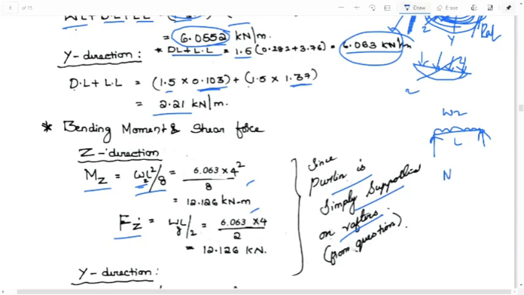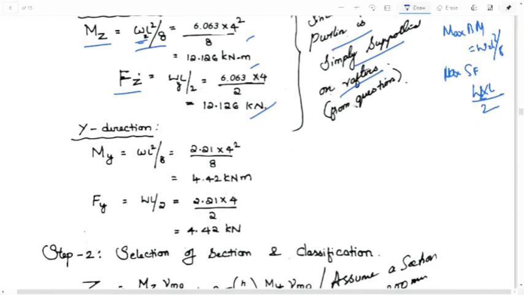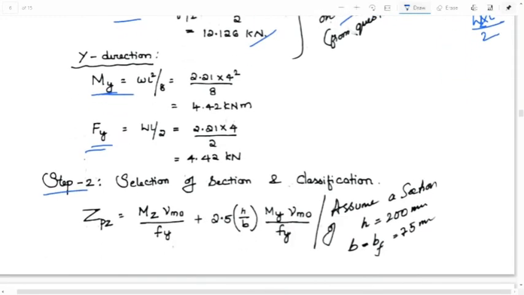So what is the maximum bending moment? Wz L square by 8, and the maximum shear force is going to be W into L divided by 2. So this is it. And in the y direction, My, Fy. Okay, if it is taken to be continuous, WL square by 10 is to be used. Step 2, selection of section and its classification.